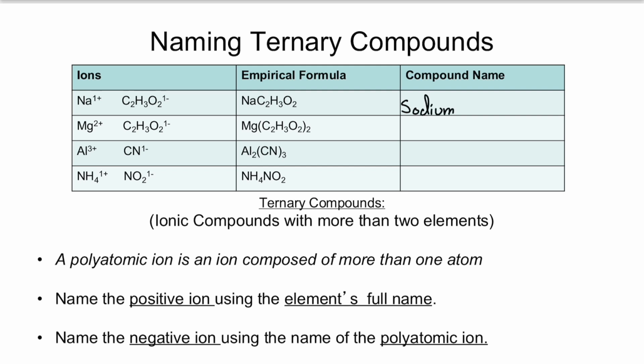The negative ion, we need to use the polyatomic ion name. So polyatomic ions have special names, and they're all listed right on your common ion chart. So again, for this example, I'd find C2H3O2 on my common ion chart. When you do, you find that the name is acetate.